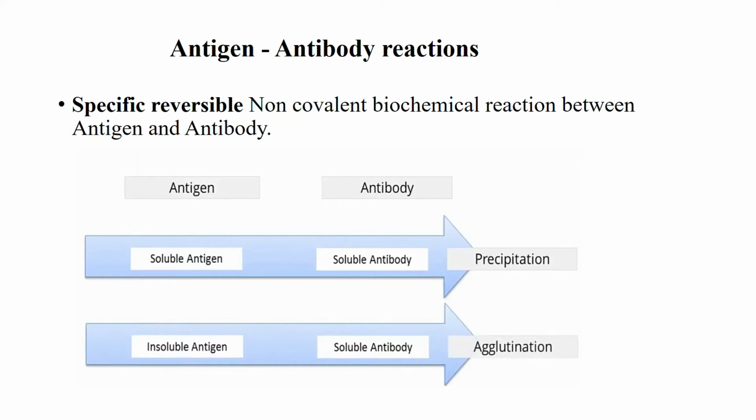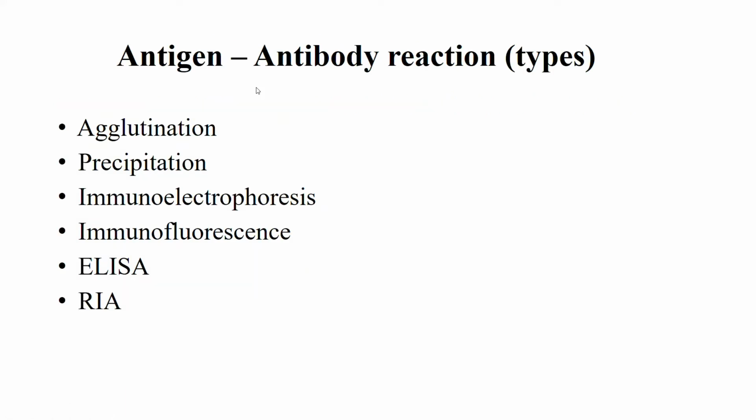If the soluble antigen combines with the soluble antibody, this reaction is called a precipitation reaction. Whereas the insoluble antigen reacts with soluble antibody, this reaction is called an agglutination reaction. Let's see the various types of in vitro antigen antibody reactions. They are agglutination, precipitation, immunoelectrophoresis, immunofluorescence, ELISA, and RIA.